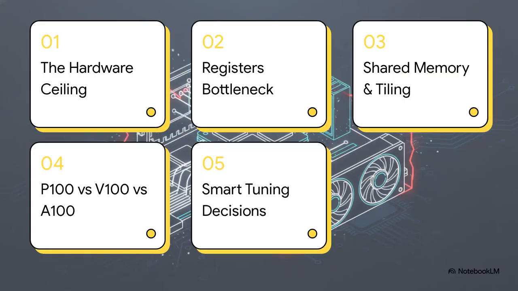First, the hardware ceiling. Second, registers as the hidden bottleneck. Third, shared memory and tiling. Fourth, the P100 versus V100 versus A100. And finally, making smart tuning decisions.